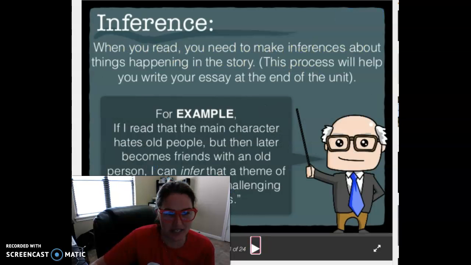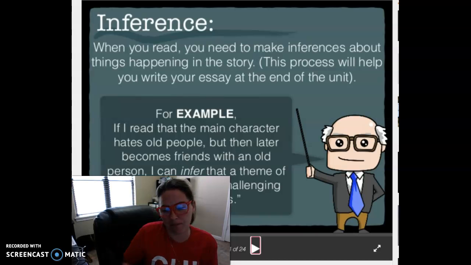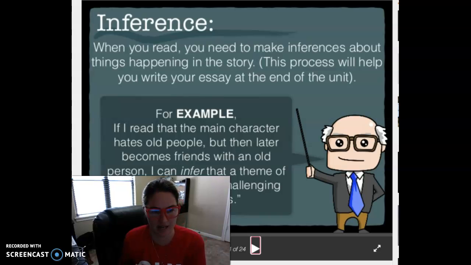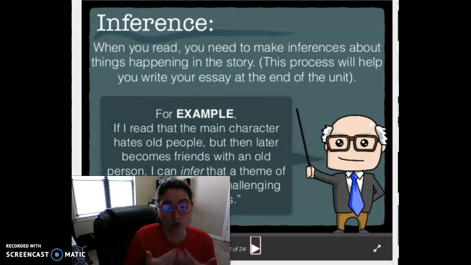When you read, you need to make inferences about things happening in the story. This process will help you write your essay at the end of the unit. So, before you can understand how to write an essay, you need to better understand how to read an essay and how to read good writing. And part of that is going to come from you inferencing why the author made choices that he or she made.